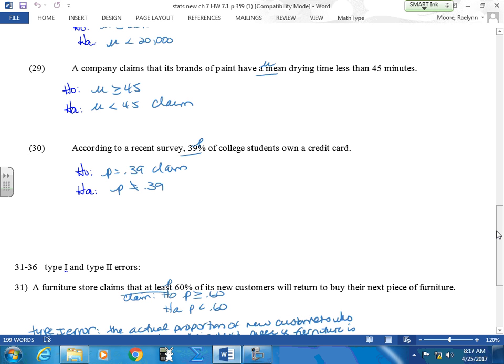And in a recent survey, 39% of college students own a credit card. This is where kids always have a hard time, on the equal one. It doesn't say "is" all the time to be equal, but they say "own." Own is like having, is equal to a credit card. So exactly 39% have this. The opposite, not 39%. The equal sign is the HO.